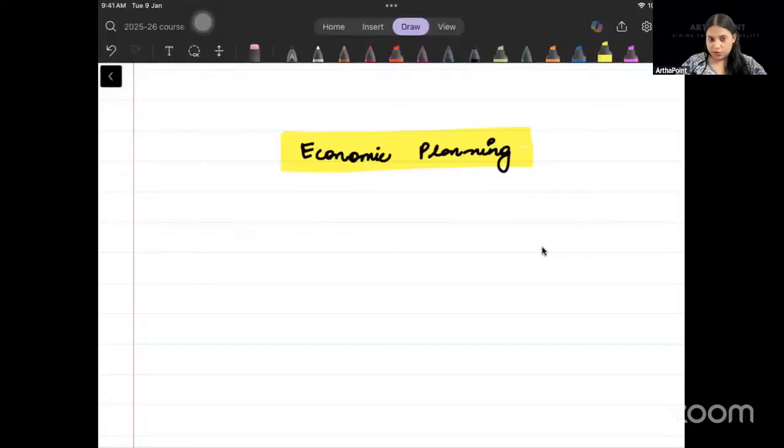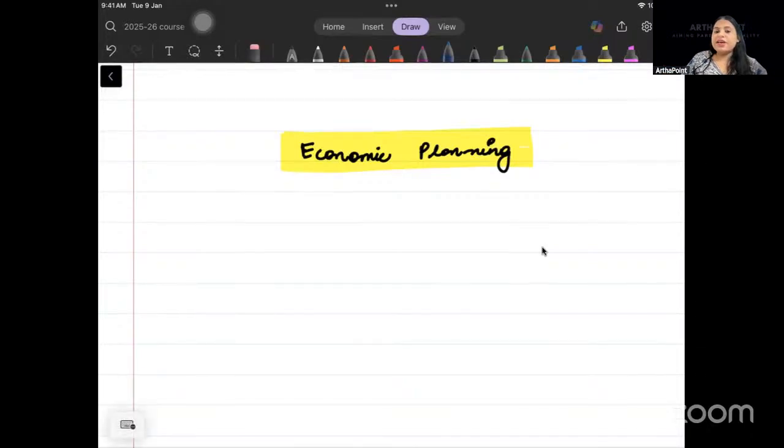और ये जो चैप्टर है ये चैप्टर बेसिकली हमें एक बेस देता है ये समझने के लिए कि इंडिया में किस तरीके की इकोनॉमिक प्लानिंग हुई और क्यों. What kind of economic planning happened in India and why? In order to understand that, this chapter is very, very useful, beta. Okay.